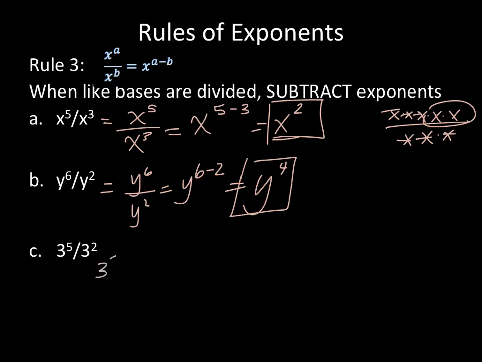This one I have 3 raised to 5 over 3 squared. Some people might evaluate the top and then evaluate the bottom, which is way too much work. Evaluate it first using the rules of exponents and then find its equivalent at the end. So there's going to be 3 raised to 5 minus 2, which is 3 cubed, which is just 3 times 3 times 3, right? So we have 3 times 3 is 9, times 3 is 27.